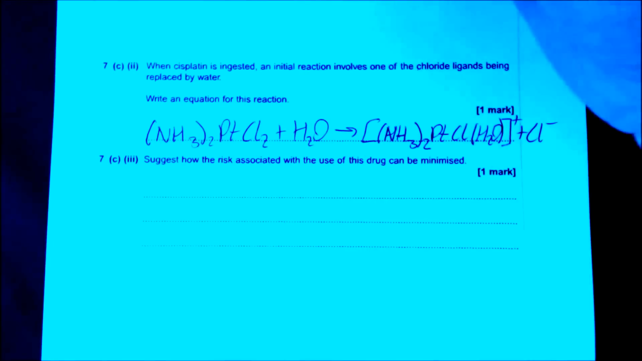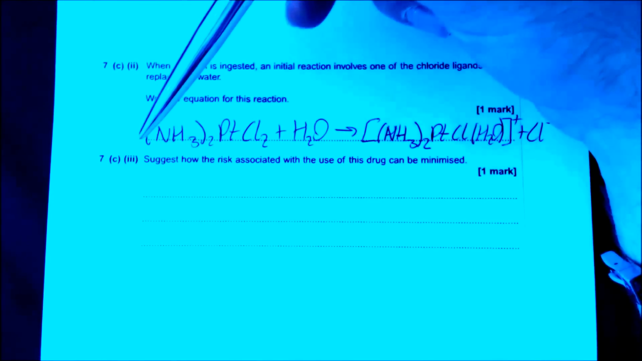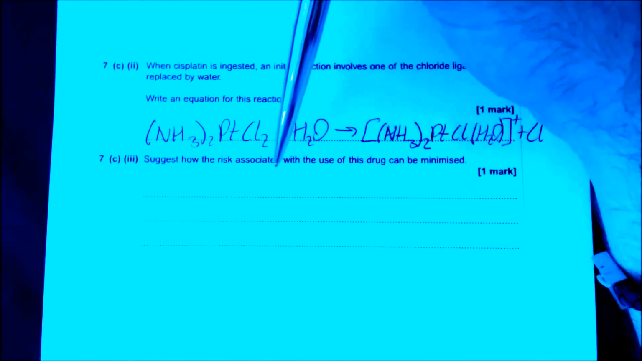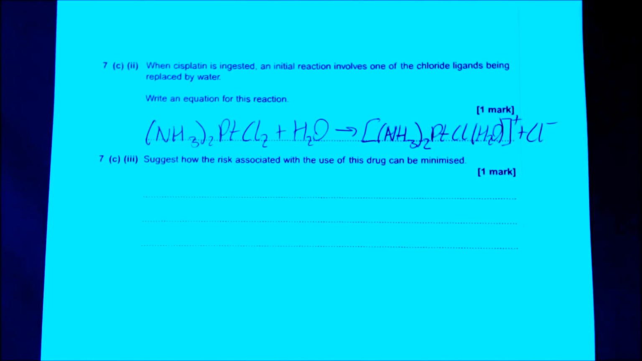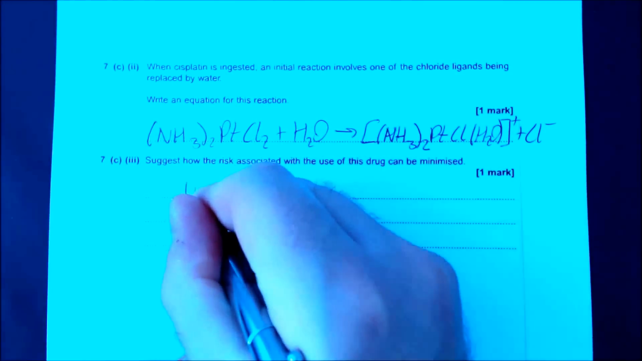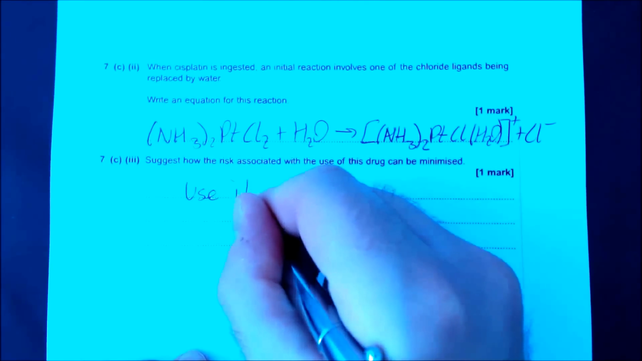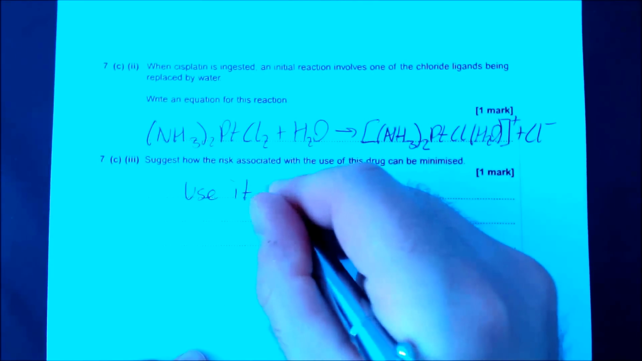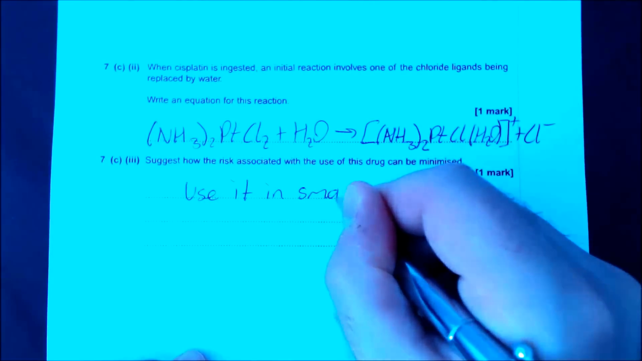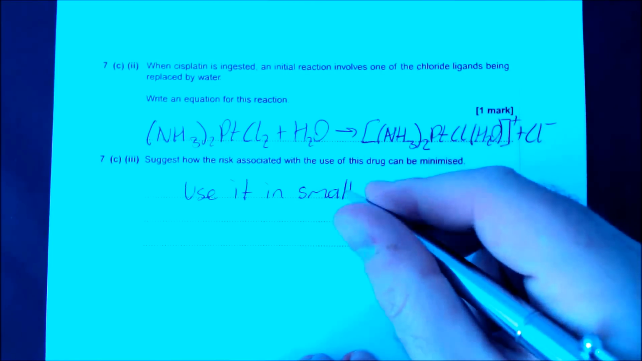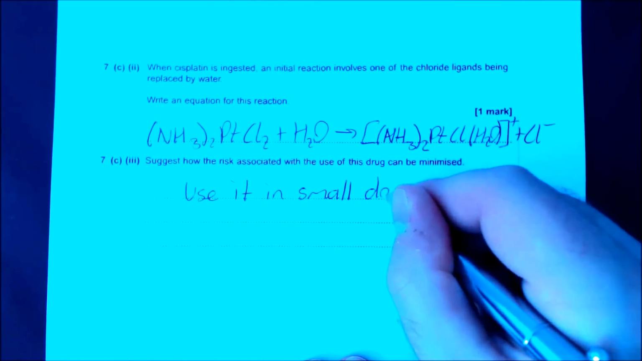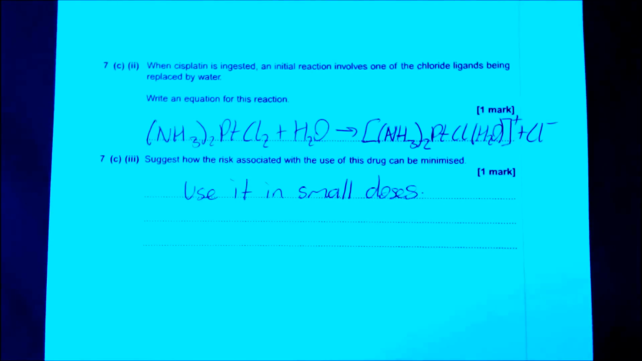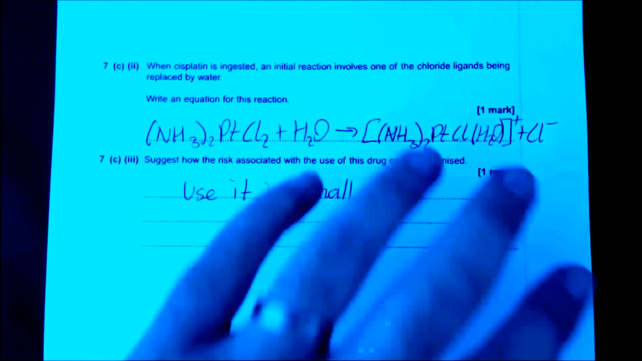Okay, and this bit, 7C part 3, says suggest how the risk associated with the use of this drug can be minimized. The simple answer is you just use it in small doses, or you don't use it regularly, so you maybe have it once a week or once a month or something. Otherwise the side effects could be quite severe. All right, okay, so let's have a look at the last bit for question 7.